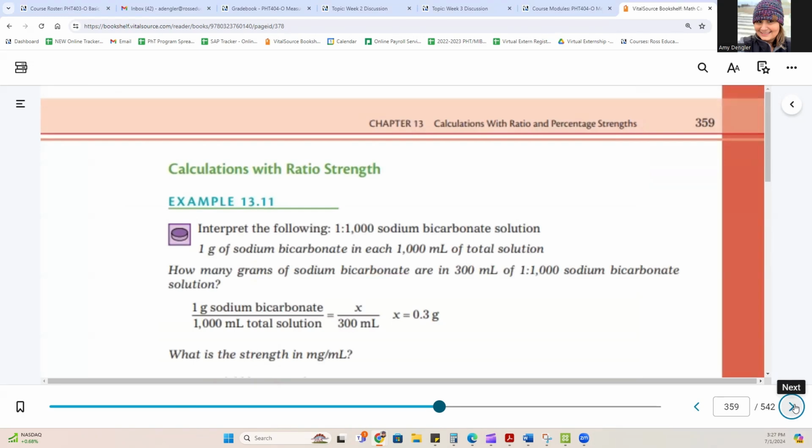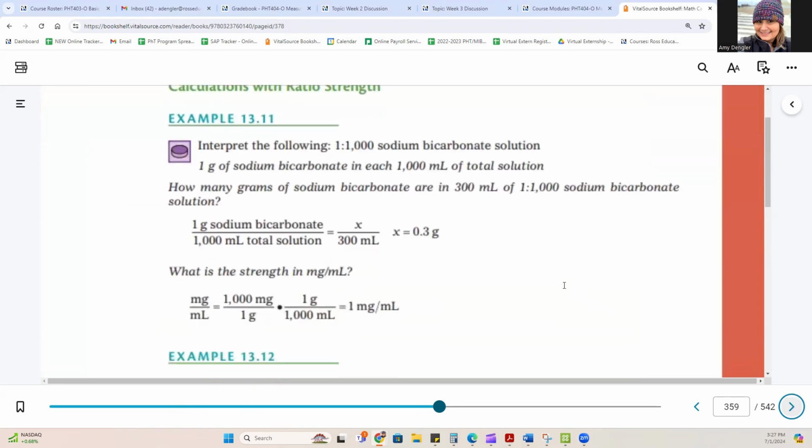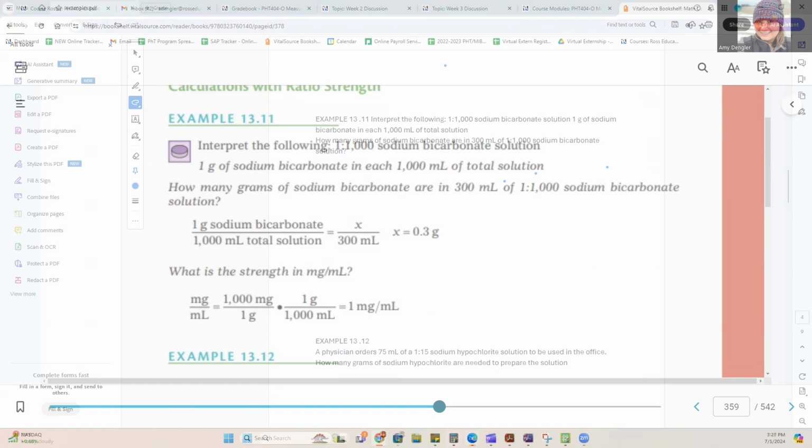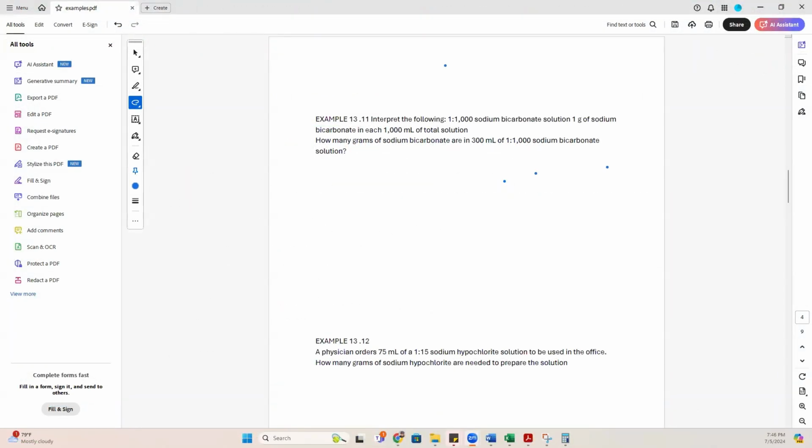And let's do example 13.11. Example 13.11, interpret the following: 1 to 1,000 sodium bicarbonate solution. So the interpretation is right here. That's 1 gram of sodium bicarbonate in each 1,000 ml of solution. So essentially this ratio is 1 gram over 1,000 ml.